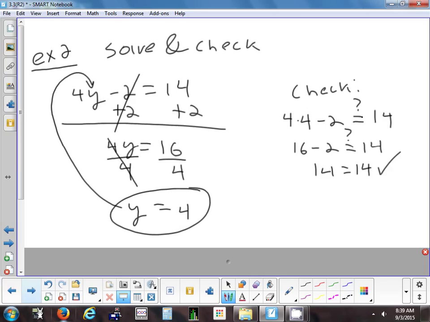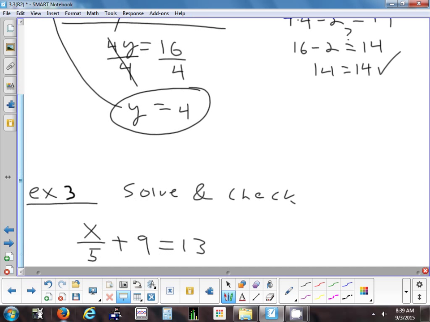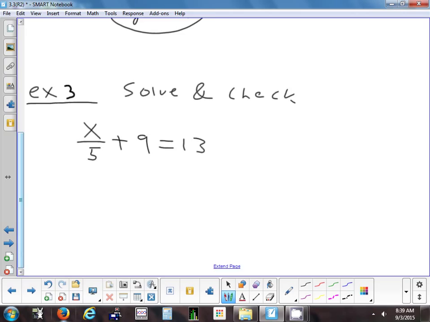Okay? Does anyone have any questions on that one? All right. Okay, we got one a little bit different. We got that fraction bar in there, so we're going to have to deal with that. But we'll go through it step by step.